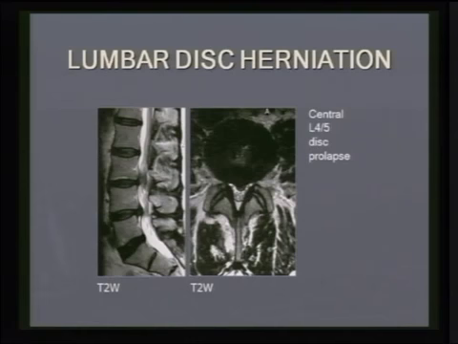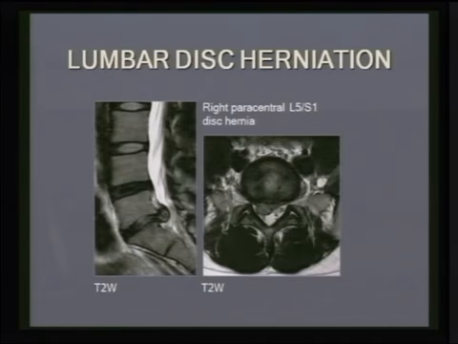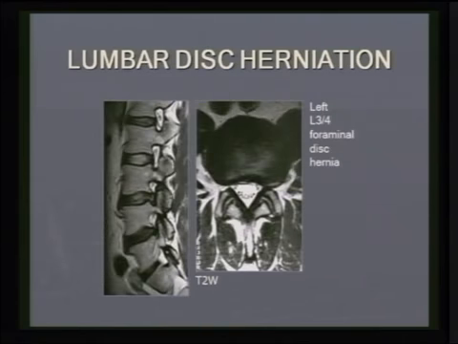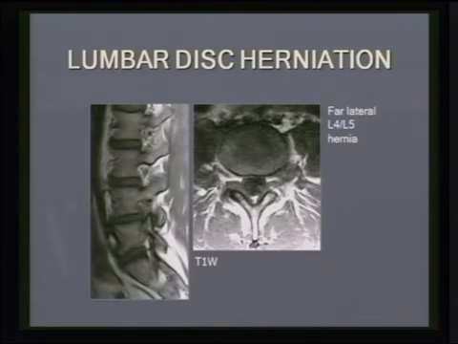So here we have an example at the L4, L5 level of a central disc prolapse, not associated with any nerve root compression. This is an example of a right paracentral L5S1 disc prolapse, which is probably an extrusion, although on the T2-weighted sagittal it does appear that the outer fibers of the annulus are intact, but this is a paracentral location. This is a left L3, L4 intraforaminal disc prolapse, and this is a left L4, L5 far lateral disc prolapse, as you can see here.